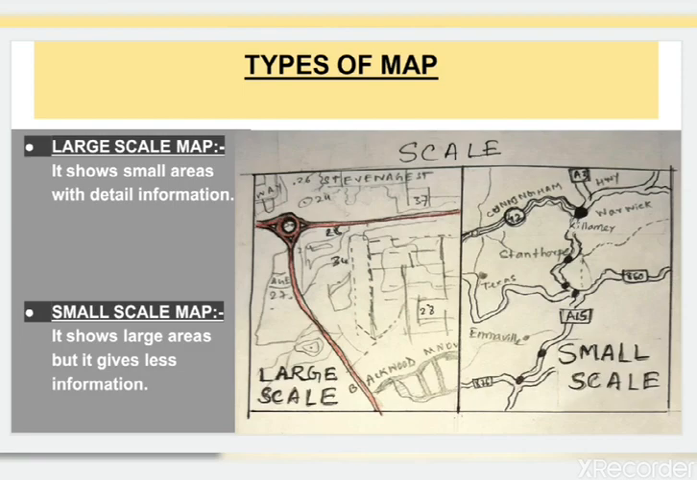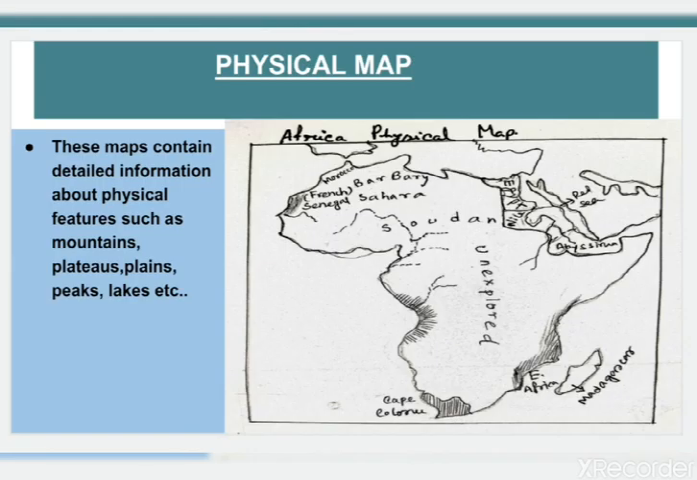Now let's learn the types of map. There are two types, large scale and small scale. Large scale shows small areas with detailed information, but small scale shows large area but it gives less information. Now let's learn the physical map. So there are other four types of map generally we use.